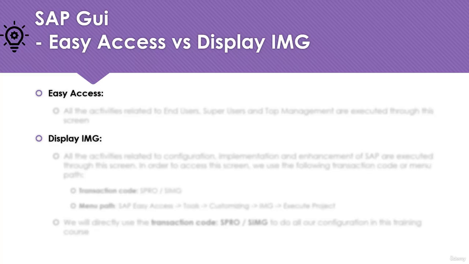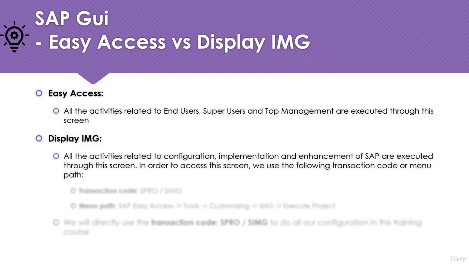Next, I will demonstrate the comparison between the SAP Easy Access screen and the SAP Display IMG screen. In SAP Easy Access, all the activities related to end users, super users, and top management are executed through this screen. Now I will demonstrate Display IMG, in which all the activities related to configuration, implementation, and enhancement of SAP are executed through this screen.